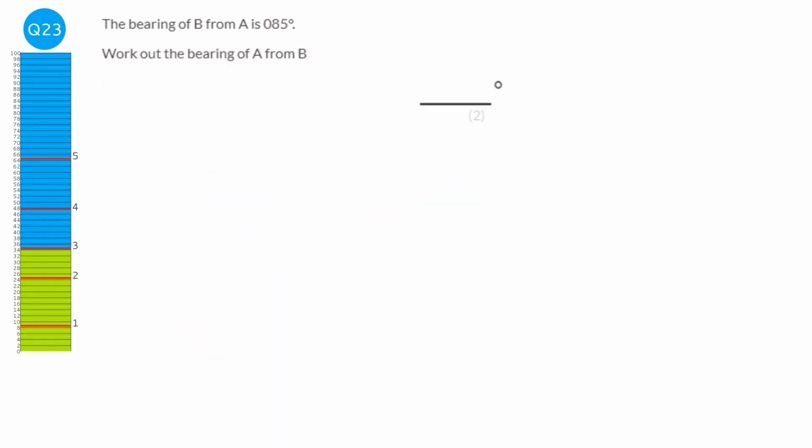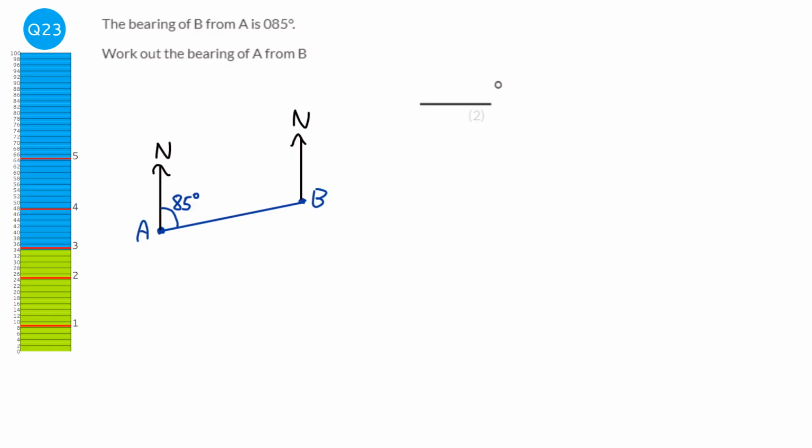So I'm going to start off just with a quick sketch. And we know that the bearing of B from A is 85 degrees. So we're going to have A here and B here, and let's just draw a line between them, and let's do both our north lines. And so we know that this angle here is 85 degrees because it's the angle on the bearing of B from A.